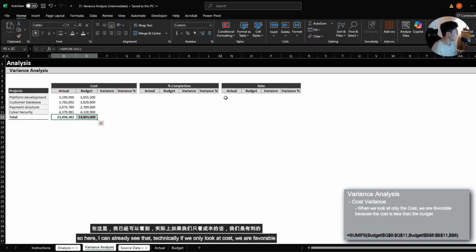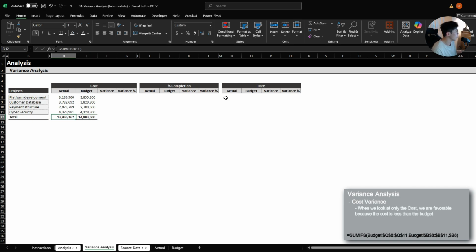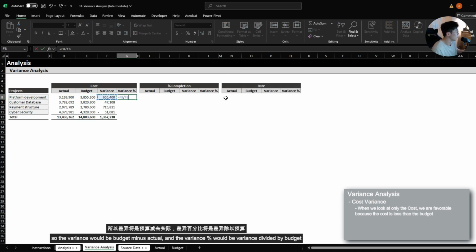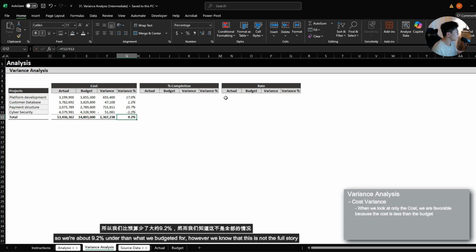So here I could already see that technically if we only look at cost, we are favorable because we actually spent less than what we've budgeted for. So the variance would be budget minus actual. And then the variance percentage would be variance divided by the budget. So we're about 9.2% under what we've budgeted for.